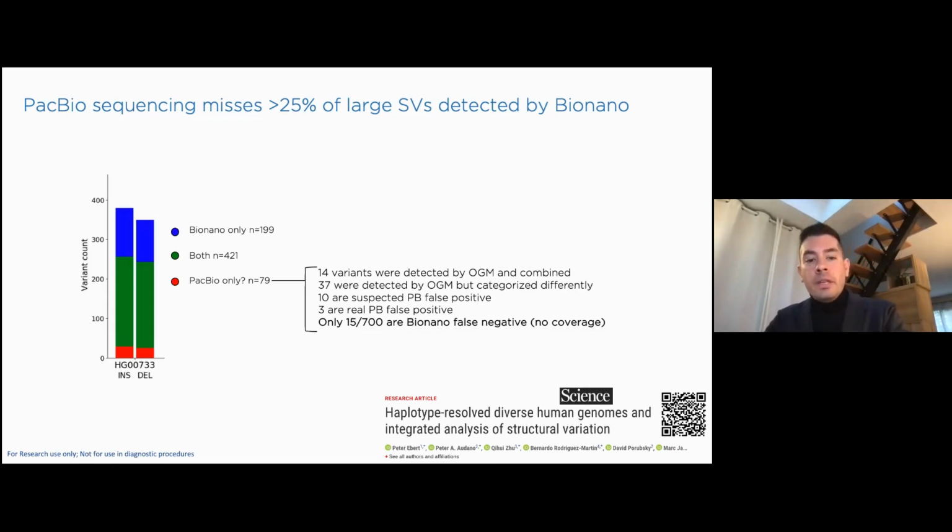And many of these SVs that were missed overlapped with complex regions of the genome that can cause macrodeletion or macroduplication syndromes, for example. The publication did classify some SVs as detected by these sequencing-based methods, but upon further analysis, however, most of these variants were in fact identified by optical mapping, but simply classified differently. And overall, less than 2% of the large variants detected by PacBio were actually missed by optical mapping.